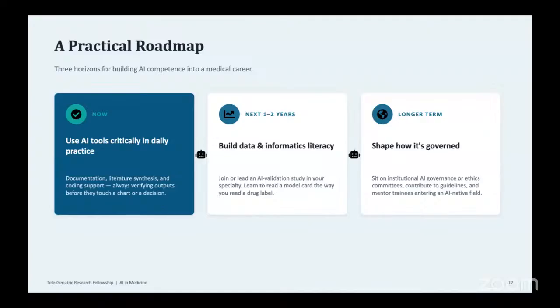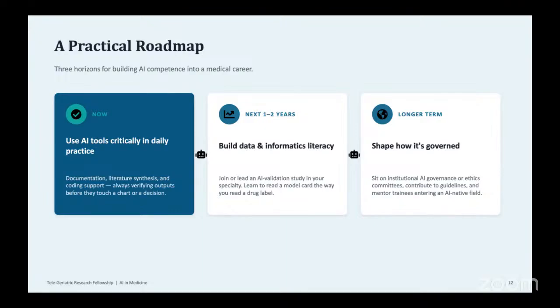So to make those 6 principles concrete rather than aspirational, here is a simple 3 horizon roadmap. Right now, today, start using AI tools critically in your daily practice for documentation, literature synthesis, coding support, but build the habit of always verifying the output before it touches a patient chart or influences a clinical decision. Over the next 1 to 2 years, invest in building a real data and informatics literacy, and actively look for an opportunity to join or even lead an AI validation study within your own specialty.